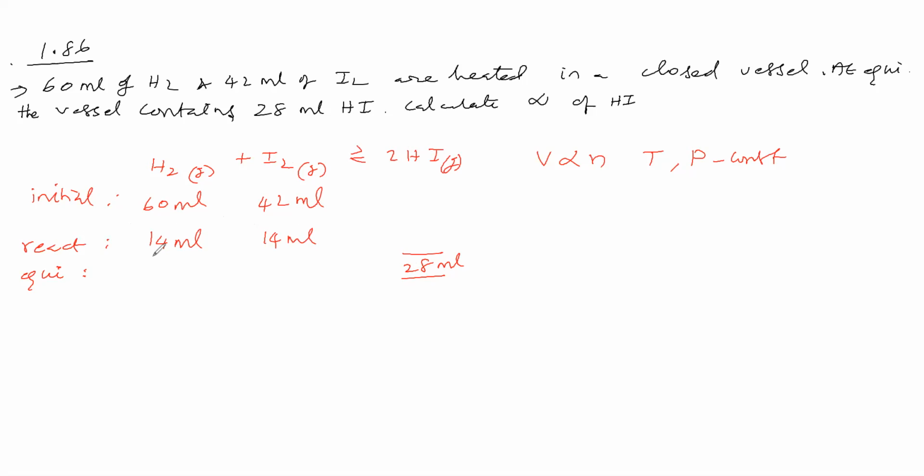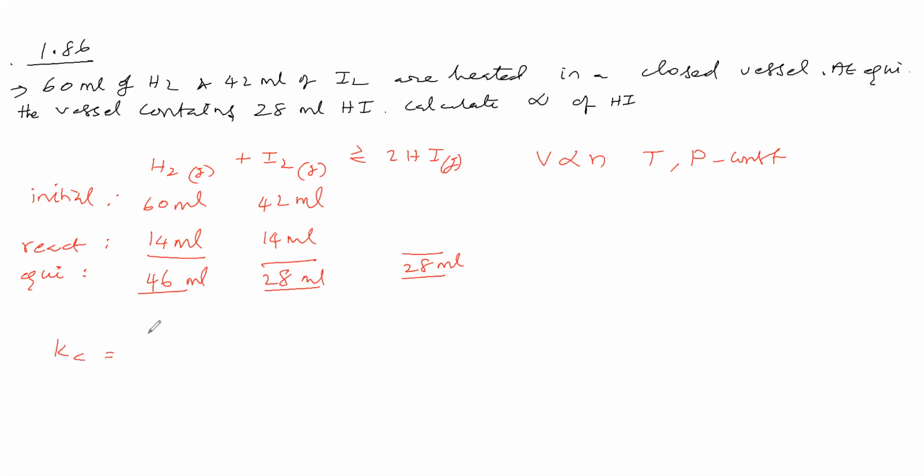So at equilibrium, how much H2 and how much I2 will be there? We will take 60 minus 14, therefore 46 ml. Here 42 minus 14, therefore here 28 ml. Okay. So this much is there. Now we will go for Kc.